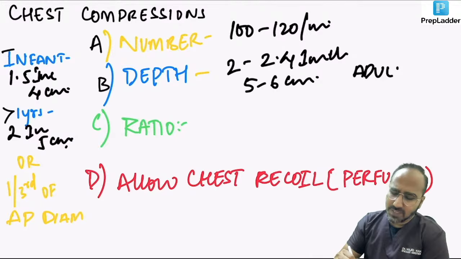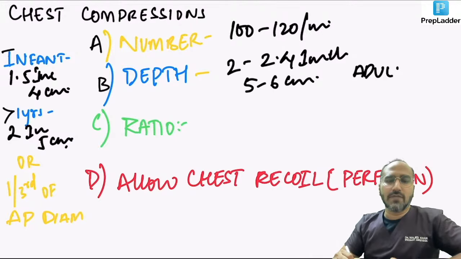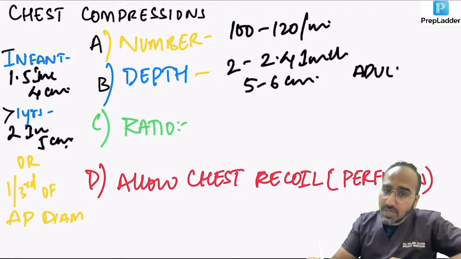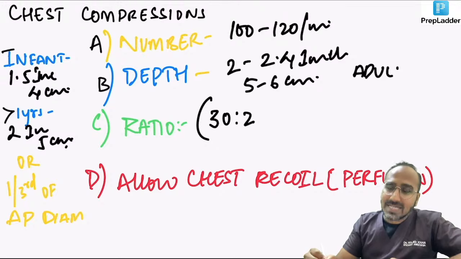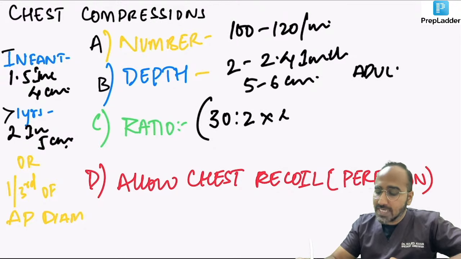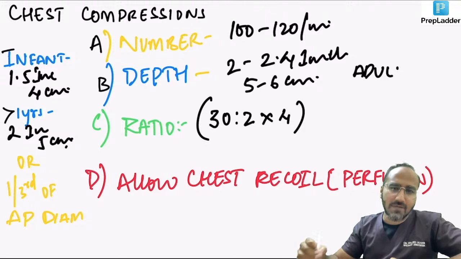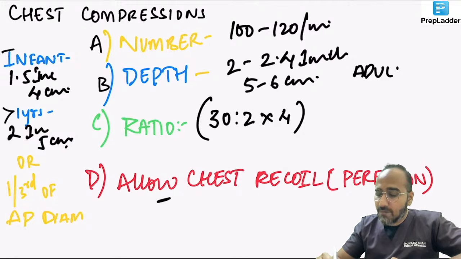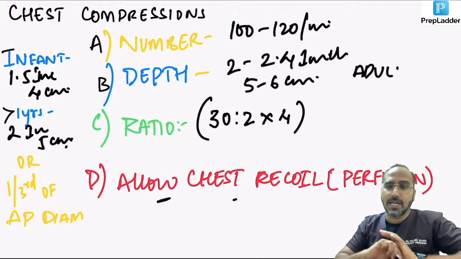Or basically in infants, you can go for 1/3 of the anterior posterior diameter while giving chest compression. What is the ratio, guys? Remember, 30:2. It doesn't mean that in 1 minute 30 compressions. No, in 1 minute 4 sets of 30:2 you have to give. That means 120 compressions you will complete, and you also have to allow a full chest recoil while giving compression.